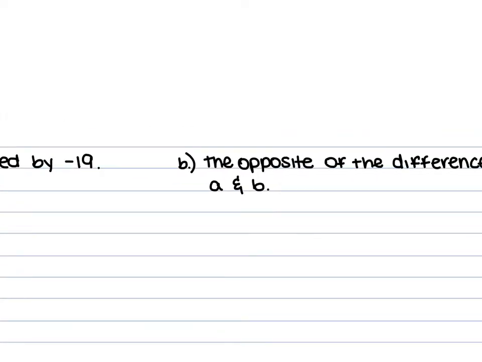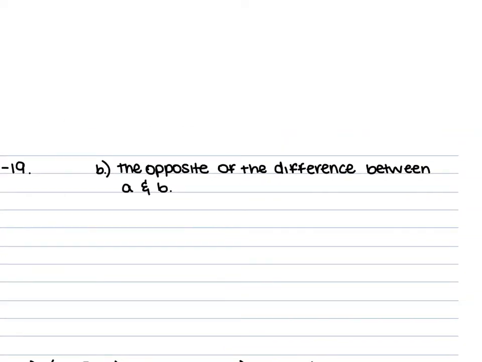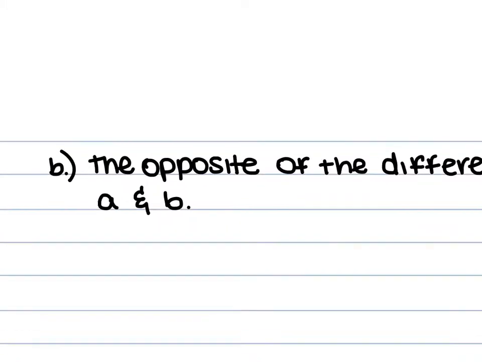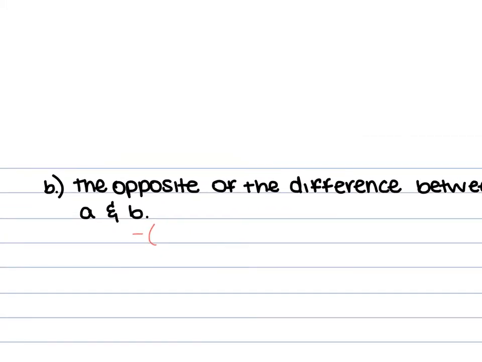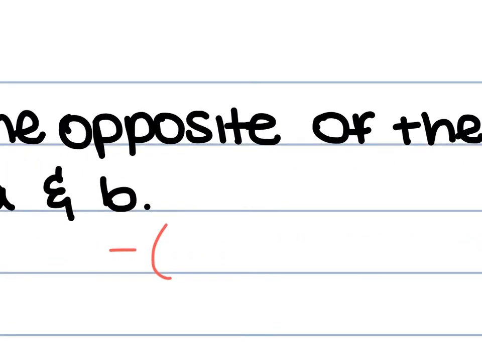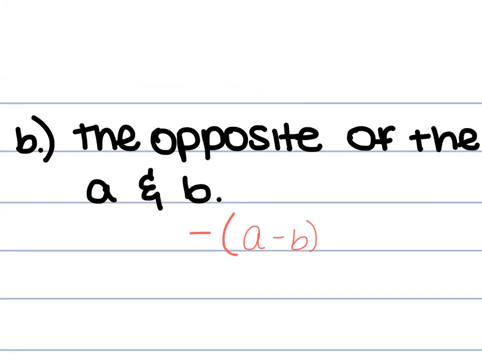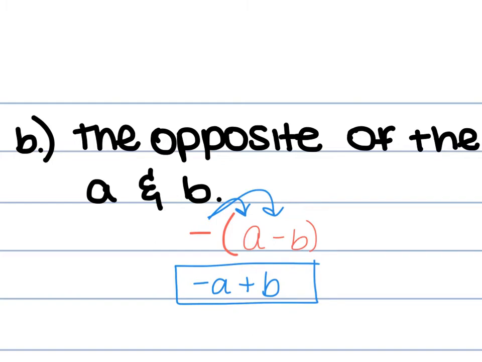For B, they give us the opposite of the difference between A and B. The opposite of something means that it's being a negative times something to make it the opposite. The difference between A and B, you're subtracting the two, so that's A minus B. So if we distribute that negative in, we're going to have negative A plus B. Remember, a negative times a negative is a positive. So negative A plus B. You could always switch this around so that way the negative wasn't in front of it, but you don't need to. And give me B minus A. They equal the same thing.